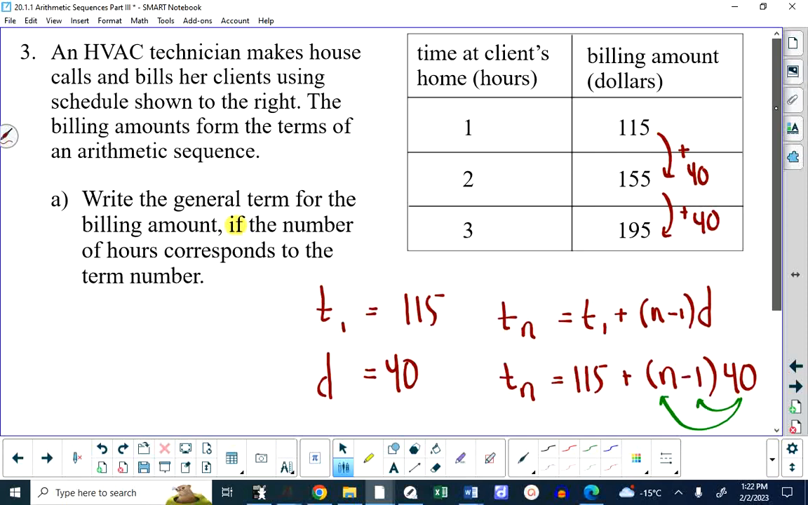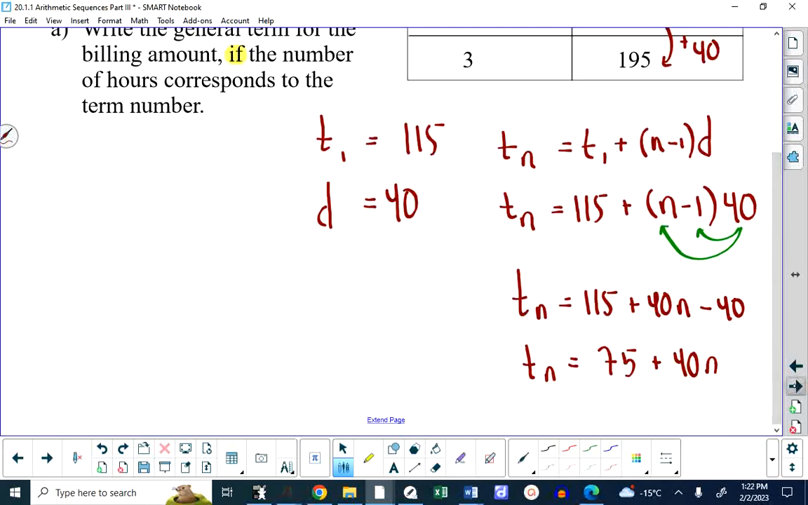If I said, and I think in one of these questions, what if it's a 6-hour call? Something like that. Well, then we can put 6 in for n. Speaking of which, take a look at the next question.